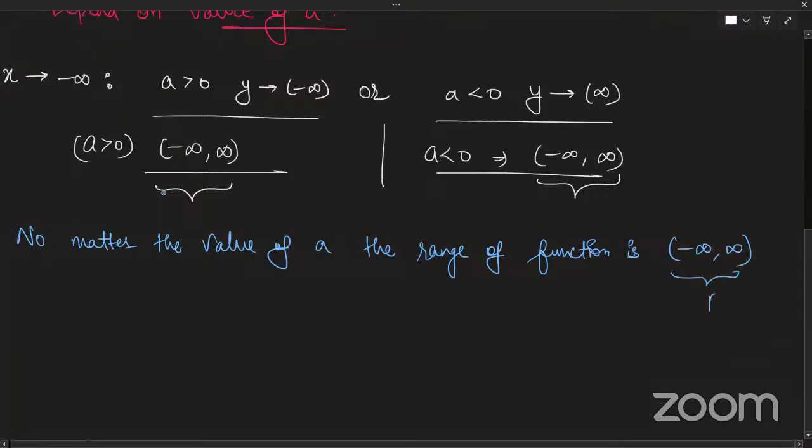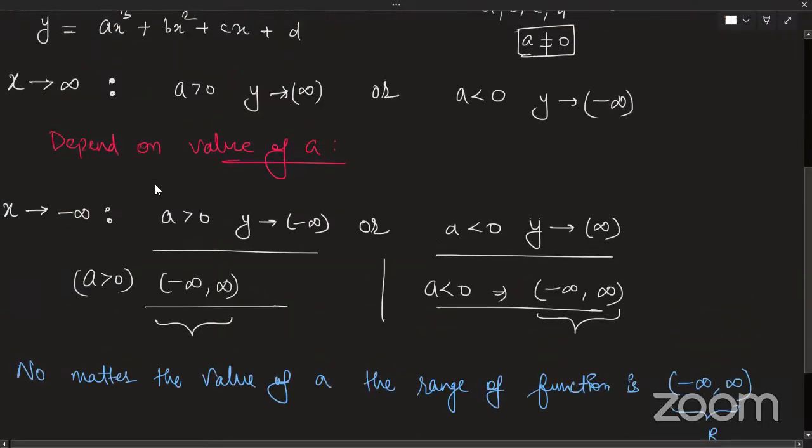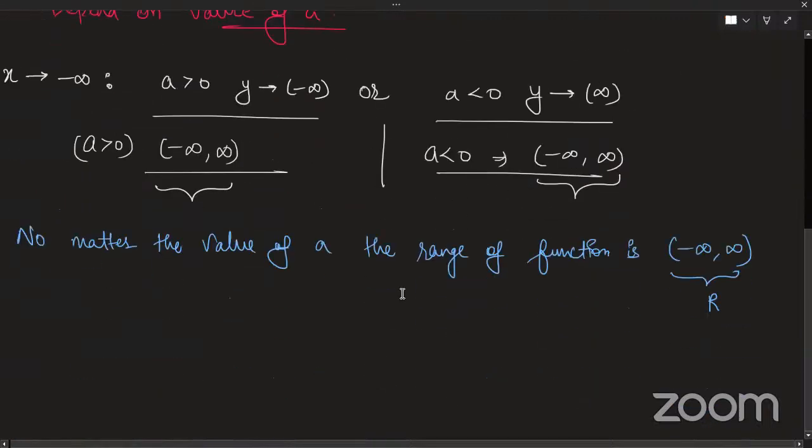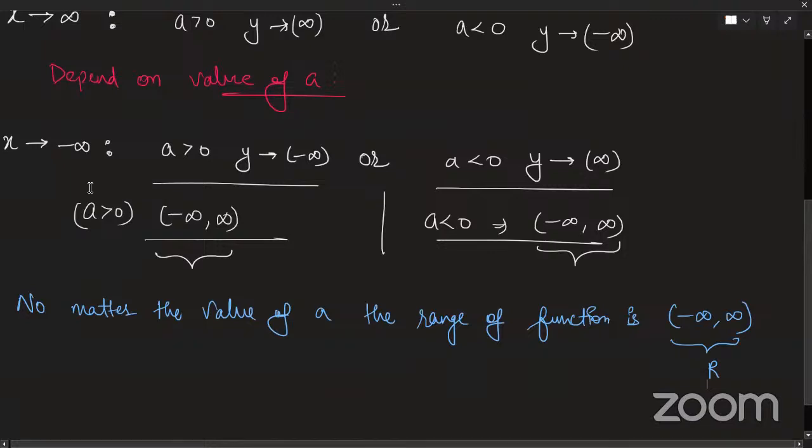That is also called R, all real numbers. So no matter what my value of a is, if it is positive or negative. Here also, if a is greater than 0, I was getting infinity, and also minus infinity. Similarly, if my a was negative, I could get the value minus infinity, and I could also have gotten the value infinity. So ranging from minus infinity to infinity, no matter what value of a I take, positive or negative, I can get all real numbers.